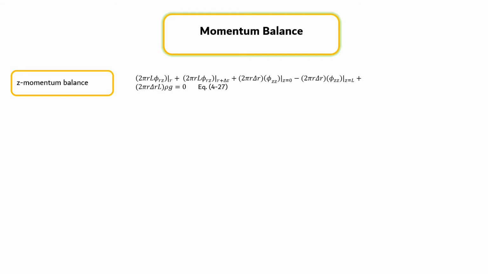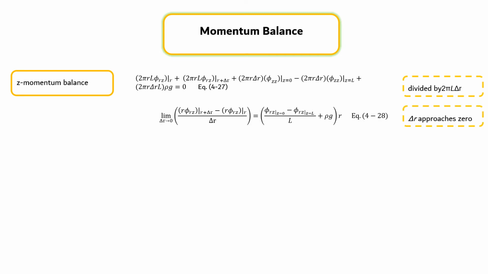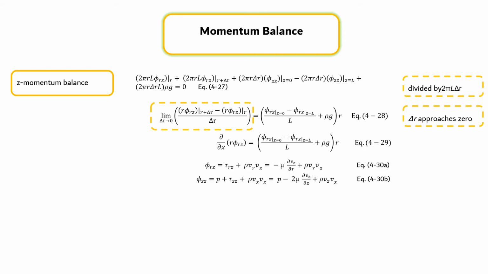When this equation is divided by 2πLΔr and the limit is taken as Δr approaches 0, we get equation 4.2-8. The first term on the left side is exactly the definition of the derivative of r φrz with respect to r. Therefore, equation 4.2-8 becomes equation 4.2-9. The components of φrz and φzz are shown in equation 4.2-10.